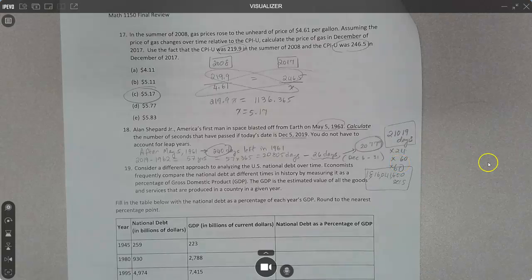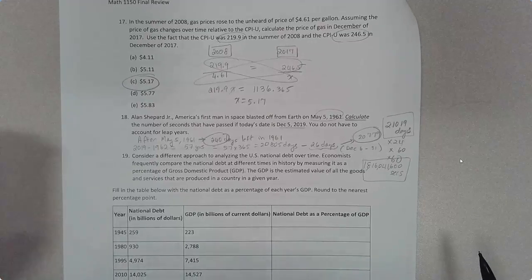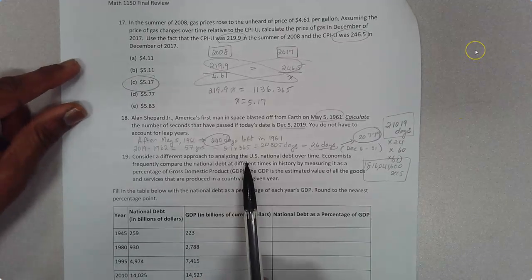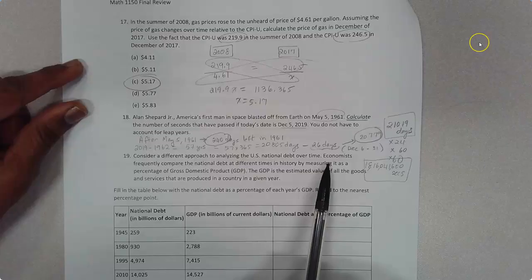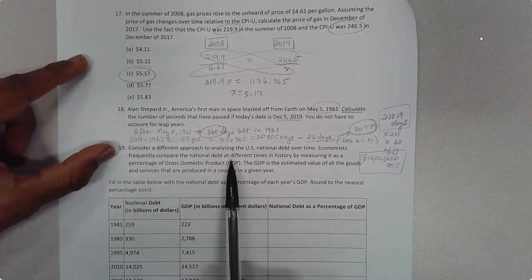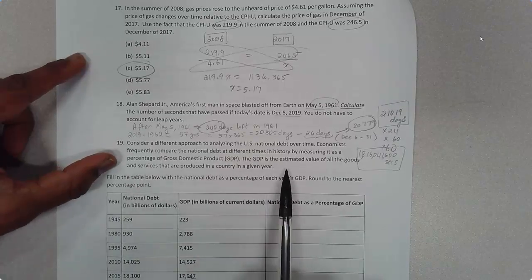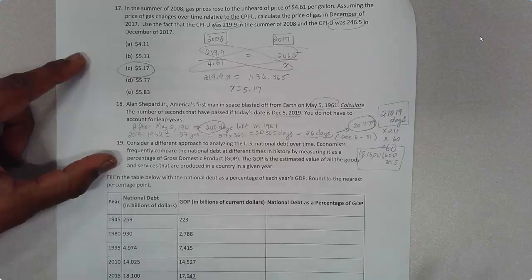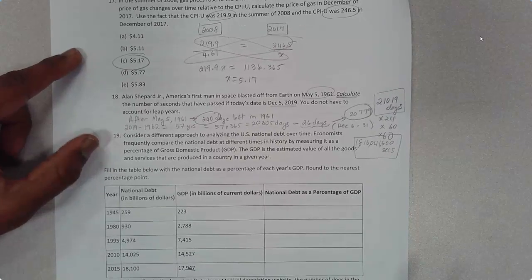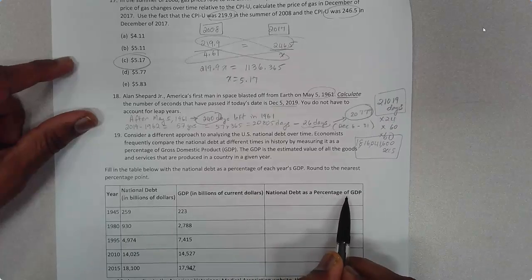Right, continuing our review for the final, question 19. Consider a different approach to analyzing U.S. national debt over time. This is something we saw in class. Economists frequently compare the national debt at different times, measuring it as a percentage of the GDP. The GDP is the estimated value of all goods and services that we produce as a country. So we need to find the debt as a percentage of GDP.